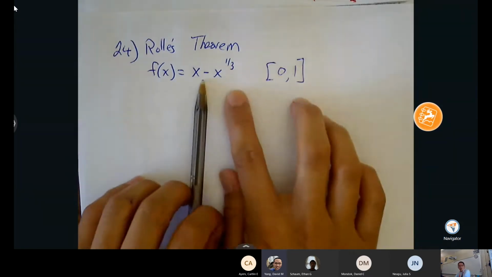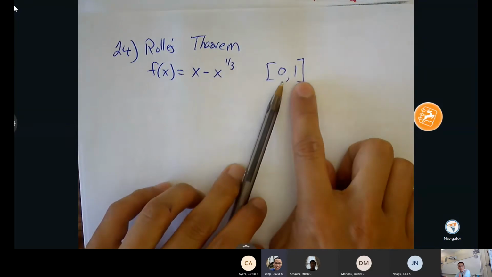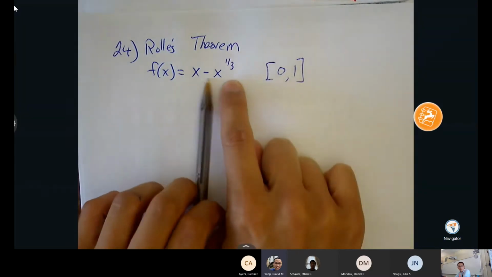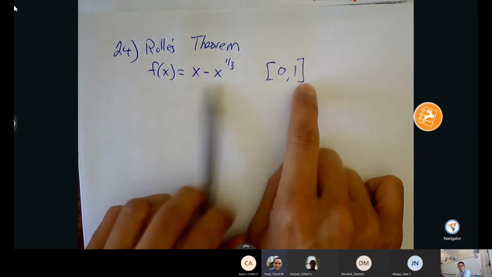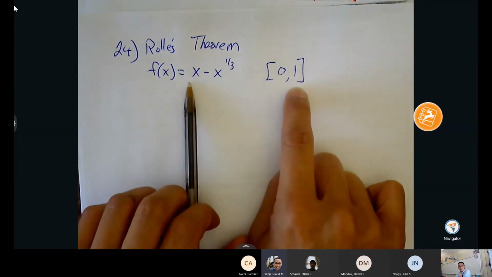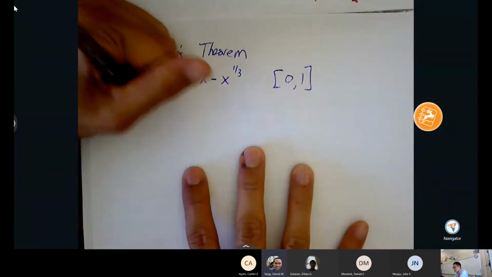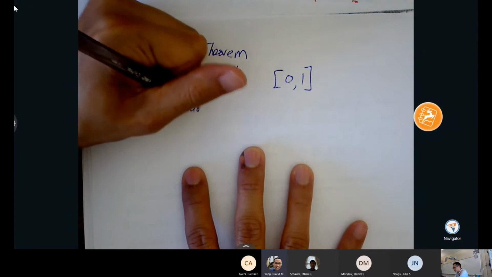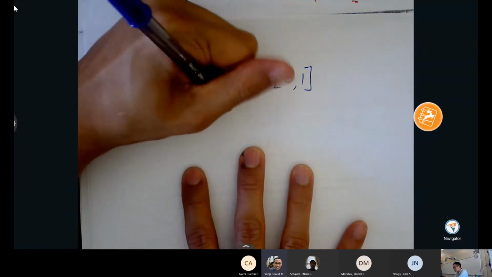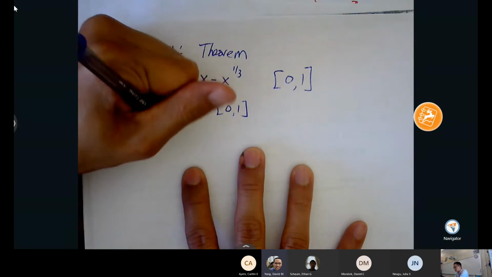All right, Rolle's theorem. Continuous, no issues with discontinuity. There's no denominator to worry about. And we're going to get a smooth curve all the way through. So we're good here, okay? So our function is continuous. Our function is differentiable.